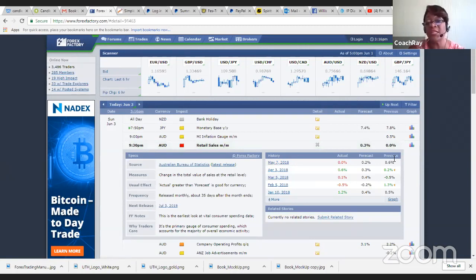So this was actually looking at April. It was projected to drop by 2%. It actually came in at what? 0. So it lost all of it. The previous was 6%. It lost all of that. The actual was much less.